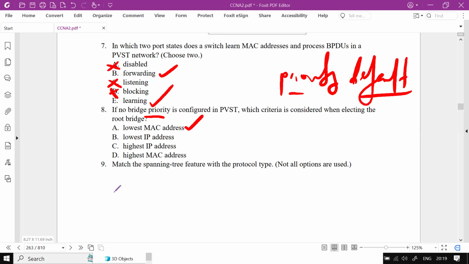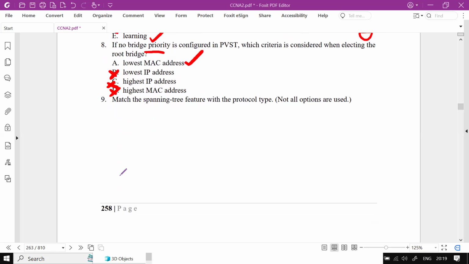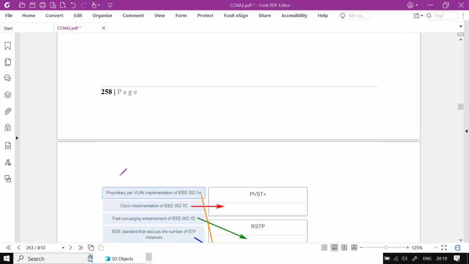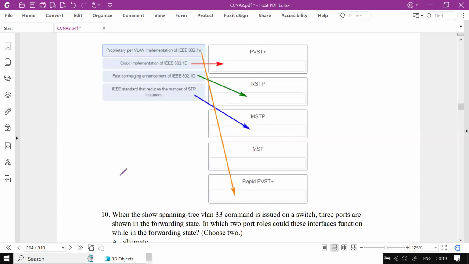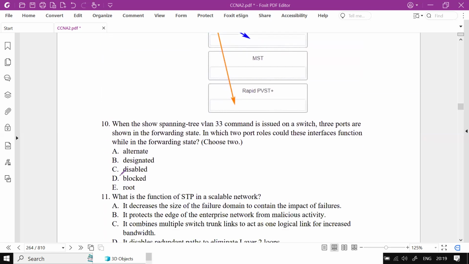But if by default all of them are the same, then we go for the MAC address. We definitely cannot use these two. It's not the highest MAC address, it's the lowest. Match. Okay, that match was already done.